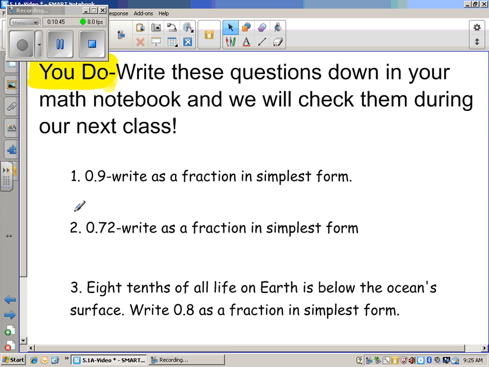Okay, so go ahead and look at the you do section. It says write these questions down in your math notebook and we will check them during our next class. So make sure that you go ahead and do these 3 questions in your math notebook as we will be going over them in our next class meeting.